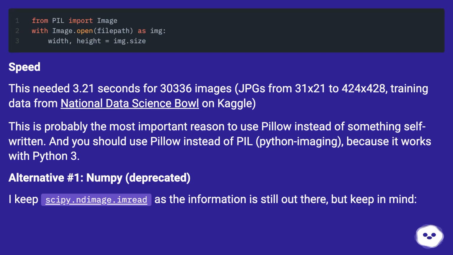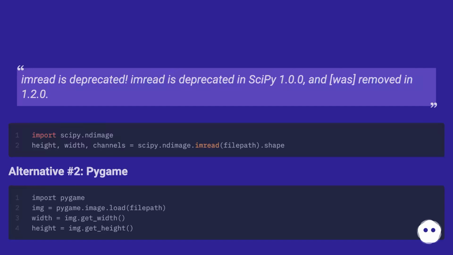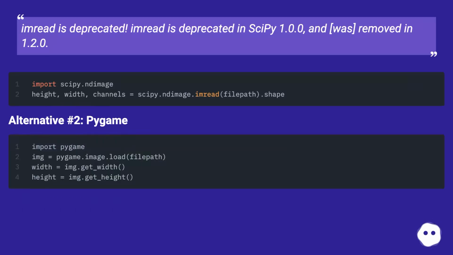Alternative number 1, NumPy, deprecated. I keep scipy.ndimage.imread as the information is still out there, but keep in mind imread is deprecated. Imread is deprecated in SciPy 1.0.0, and was removed in 1.2.0. Alternative number 2, Pygame.